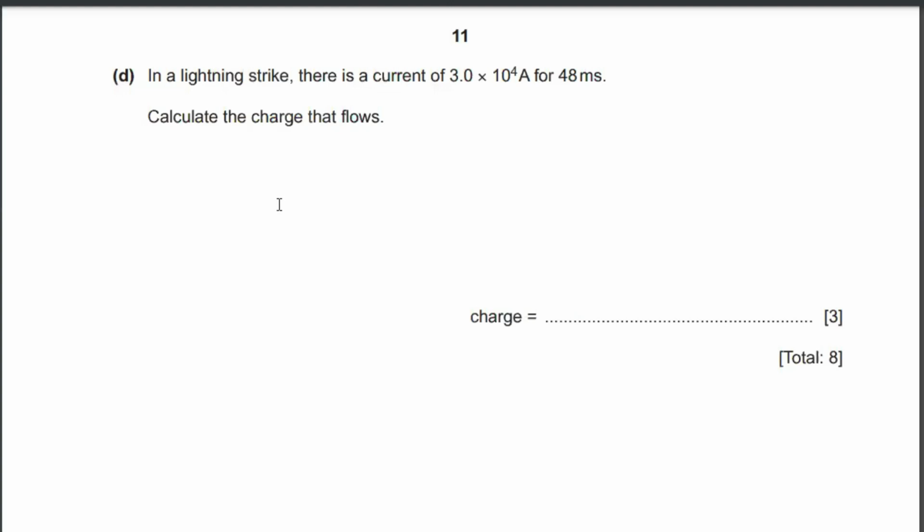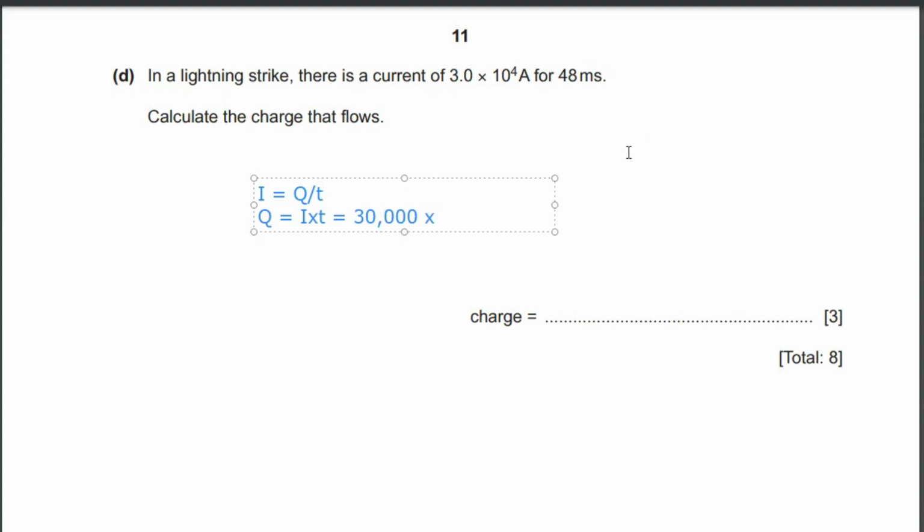Now the definition for current is the amount of charge that is flowing through, let's say, a point in some time. So we know the current and the time, and we want to find charge. So we will arrange it for charge, which will be Q equals I into t. Now current is in amps, so we don't have to convert it. So 30,000. Now time is in milliseconds.